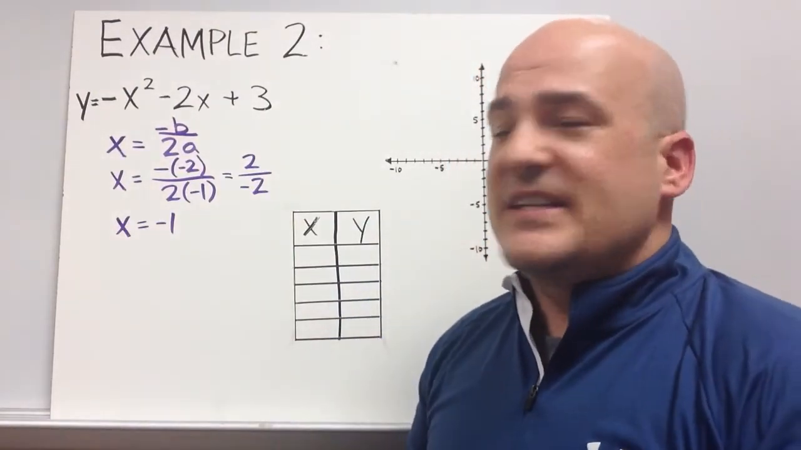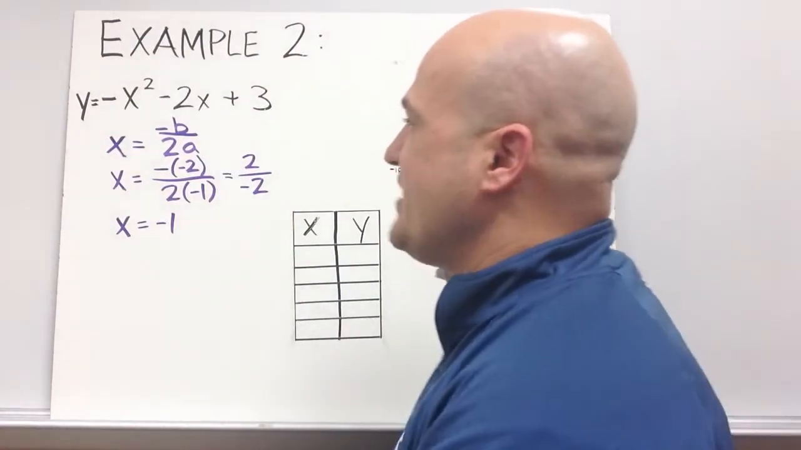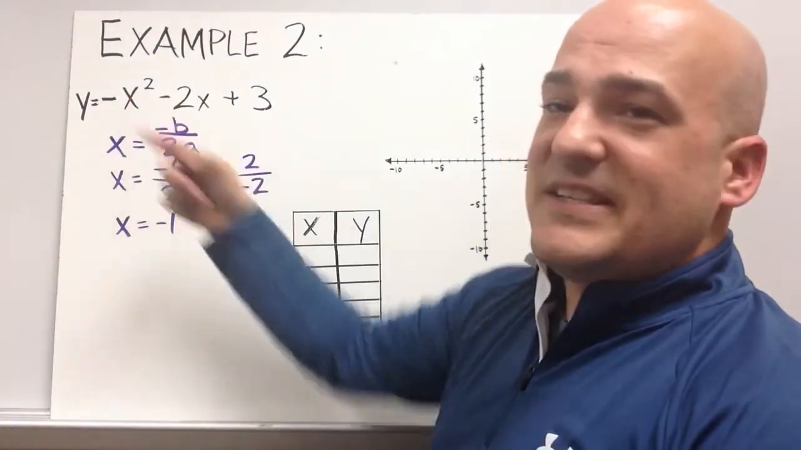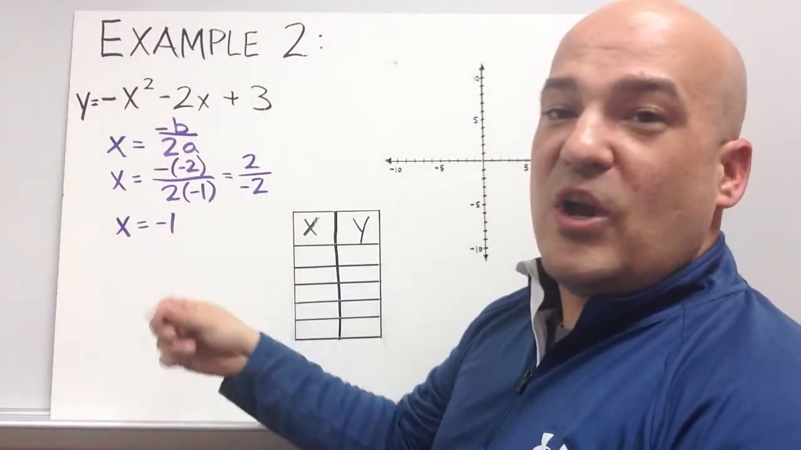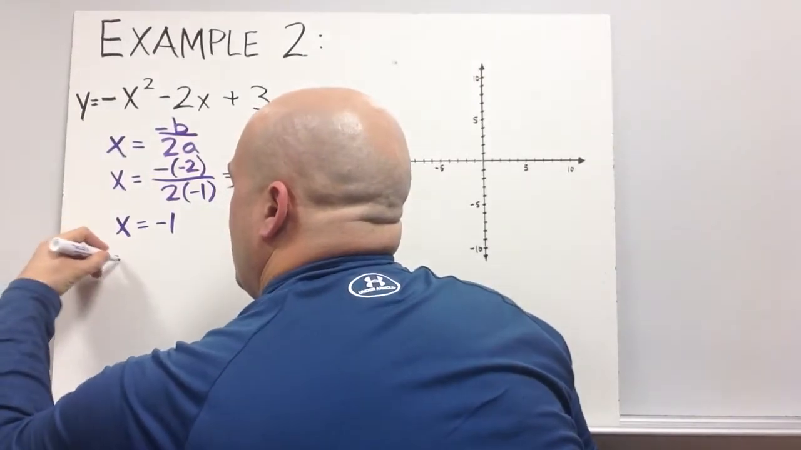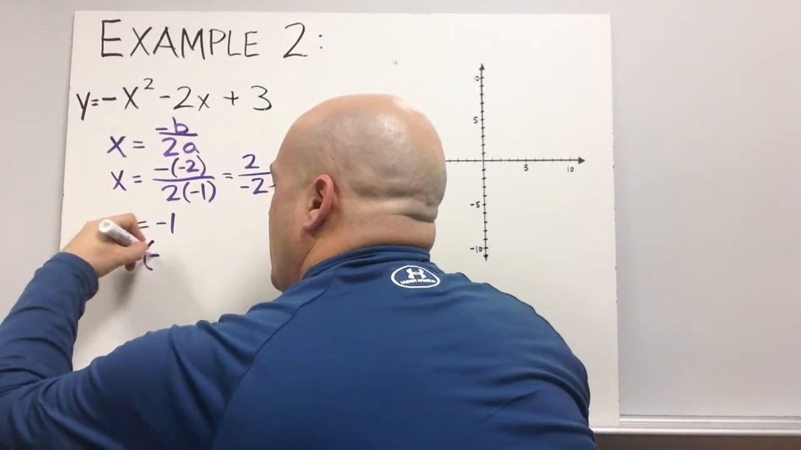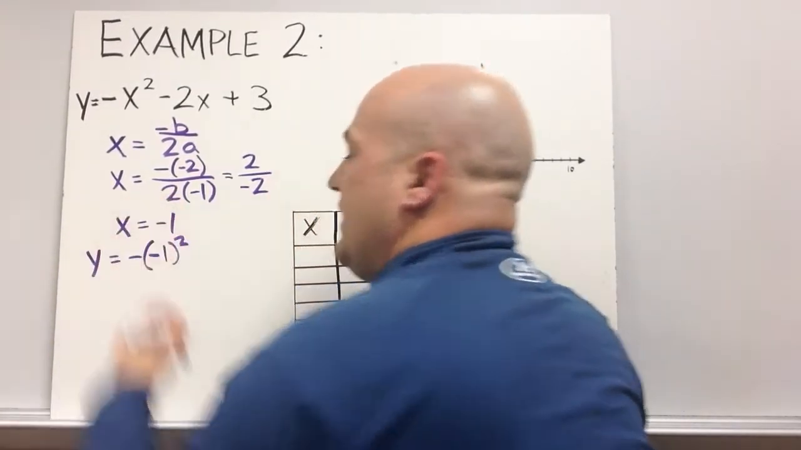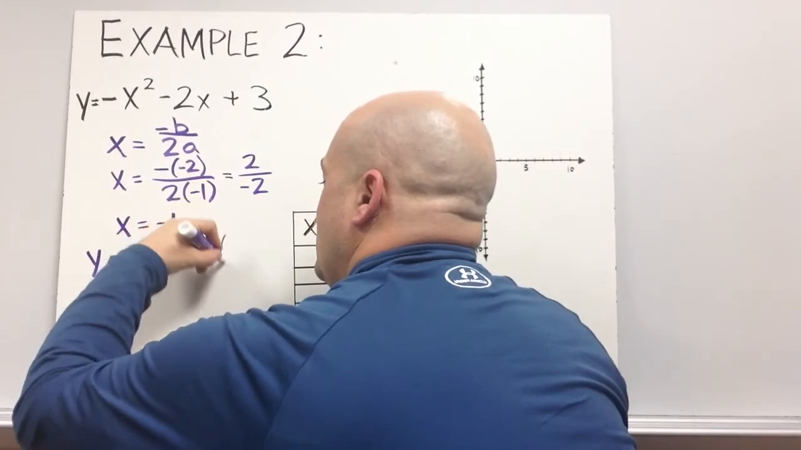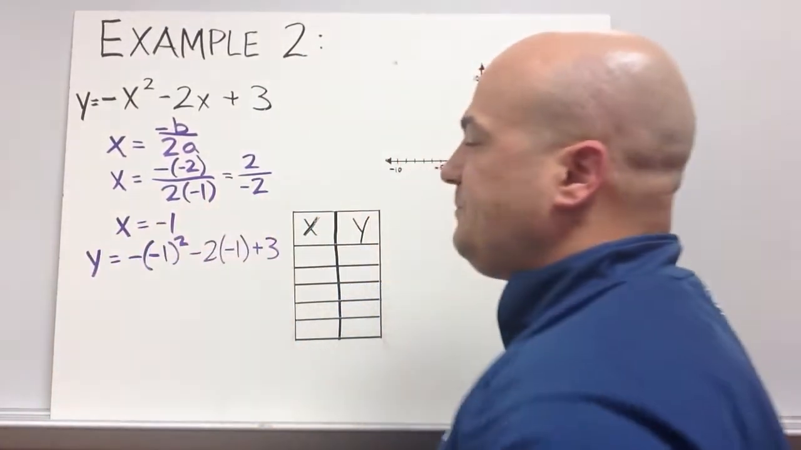Now I need to plug this into my original equation to find my y value. Okay, so I can find my vertex. So I'm just going to rewrite this top equation, except anytime there's an x, instead of x, I'm going to put -1 in parentheses. Y equals -1 squared minus 2 times -1 plus 3.